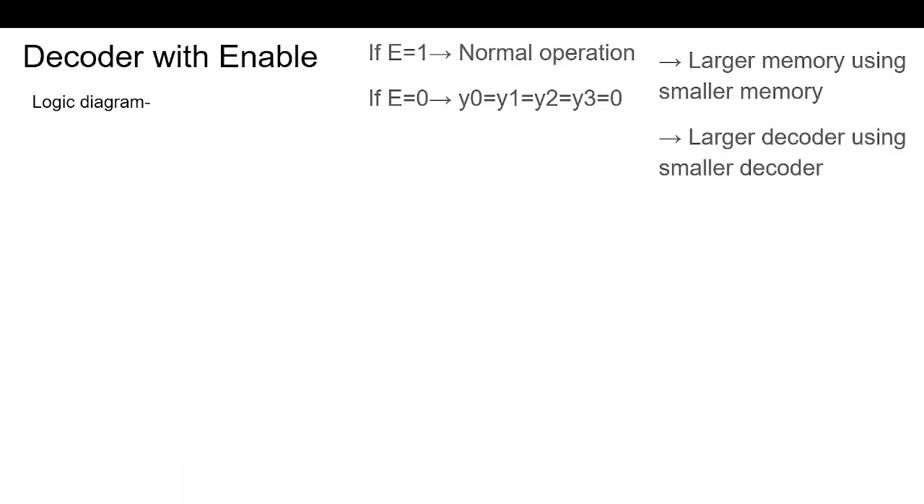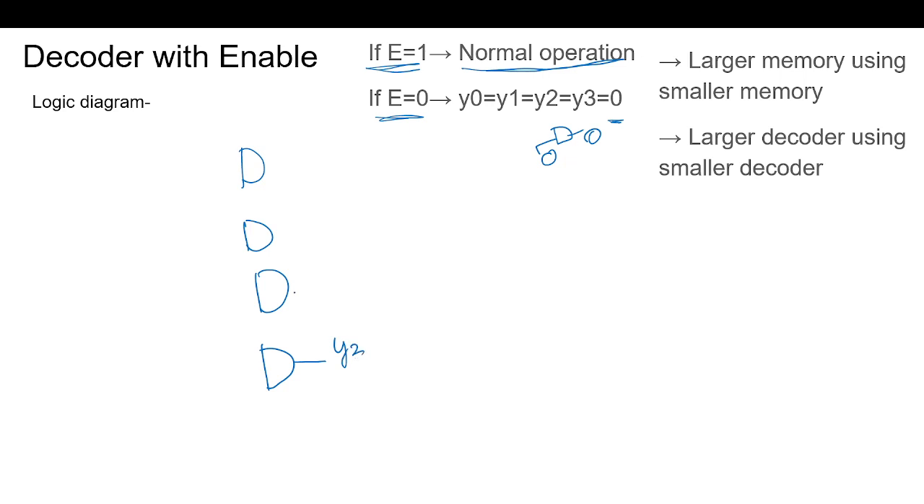Okay, next, if we want a decoder with the enable signal: if enable is 1, I will perform the normal decoder operation. If enable is 0, I want the output to be 0. For that, as we are using AND gates, if any one input to an AND gate is tied to 0, then the output will be 0. So I will use the same circuit, but now with 3-input AND gates.